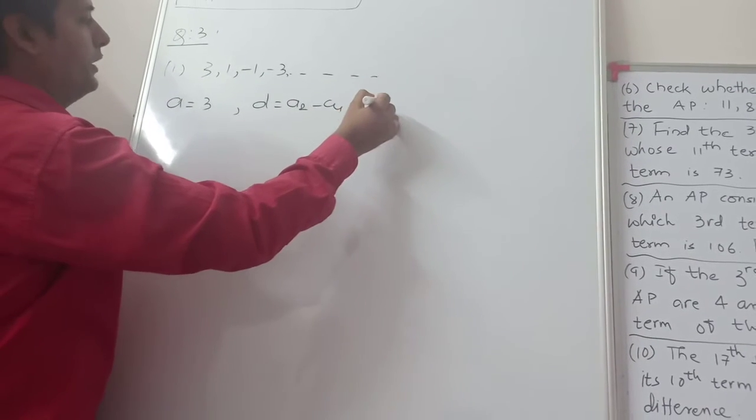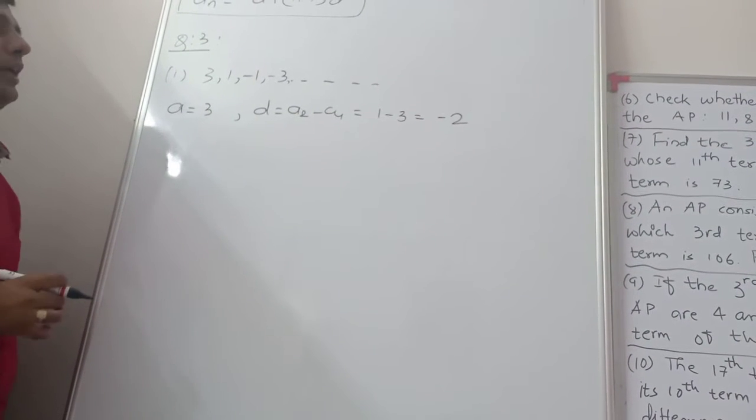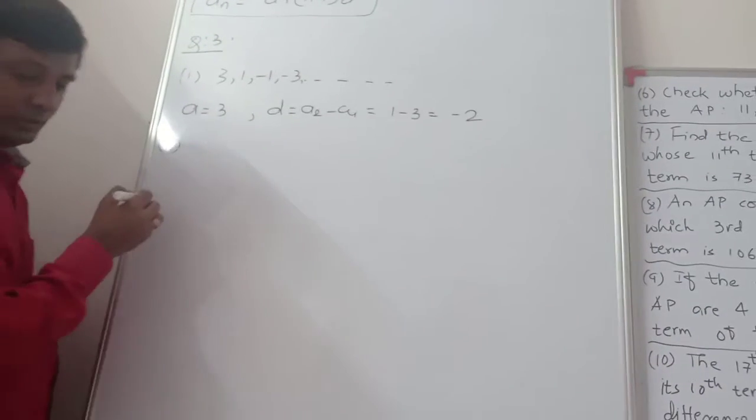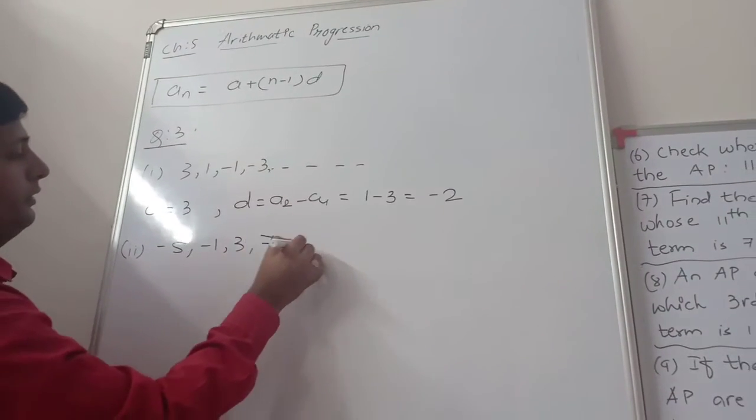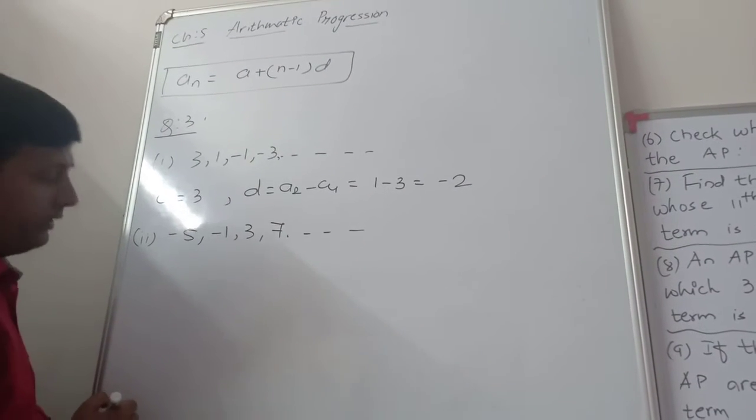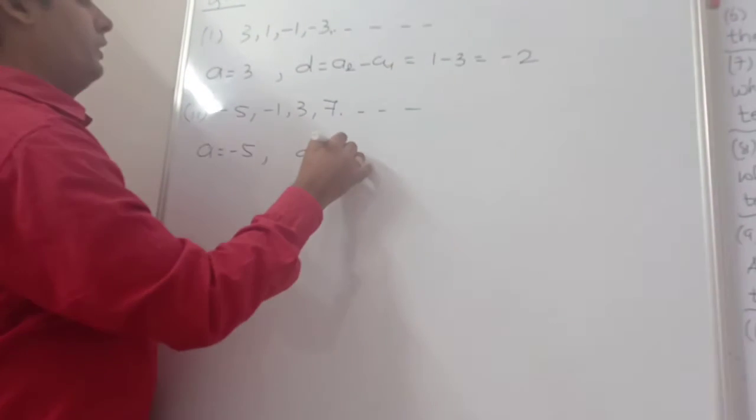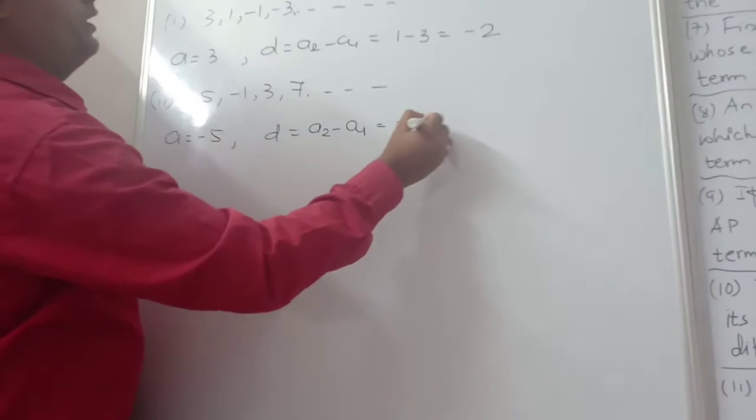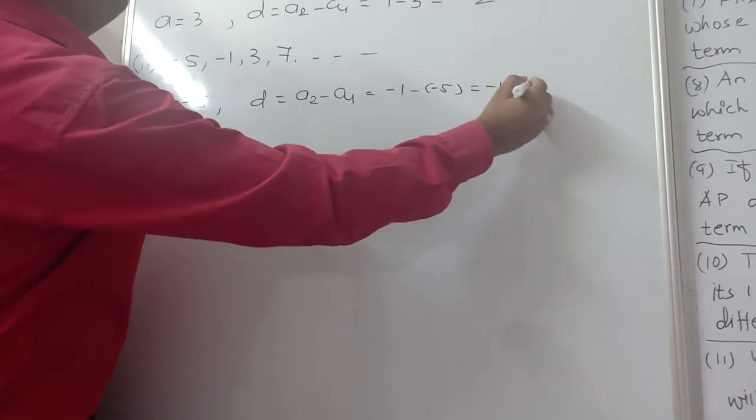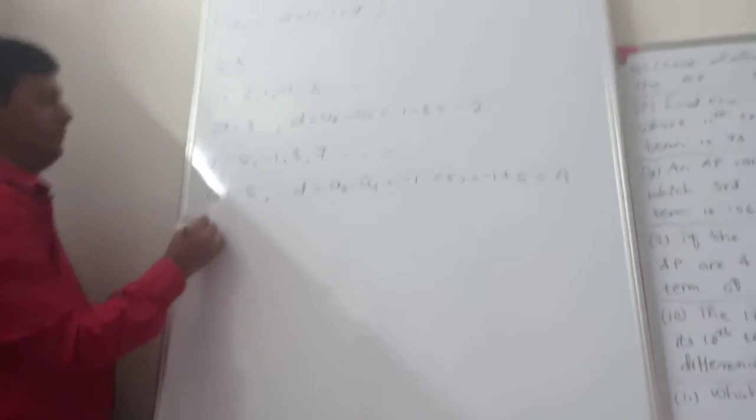first term, right? So second term 1, first term 3, and we got minus 2. So the first term is equal to 3 and the common difference is minus 2. Now question number 2, minus 5, minus 1, 3, 7 is kind of the AP. So the first term is equal to minus 5, common difference a2 minus a1. So minus 1 minus (minus 5), so minus 1 plus 5 and we got plus 4. Clear? Okay.